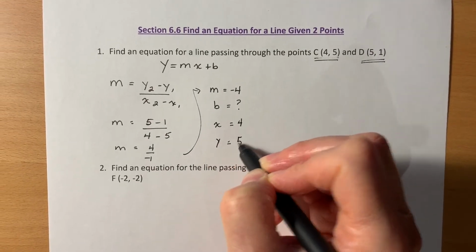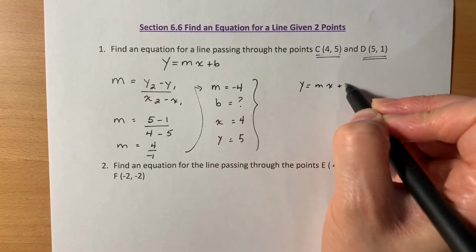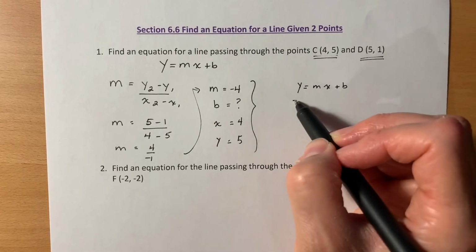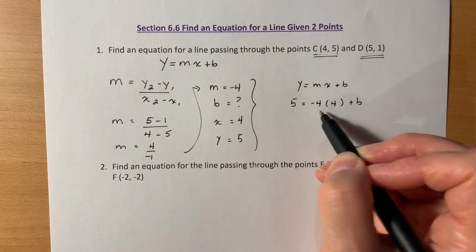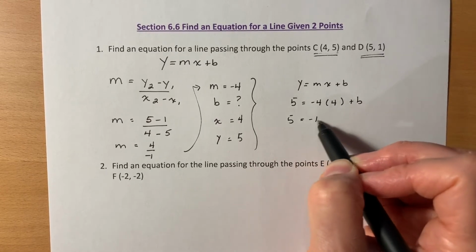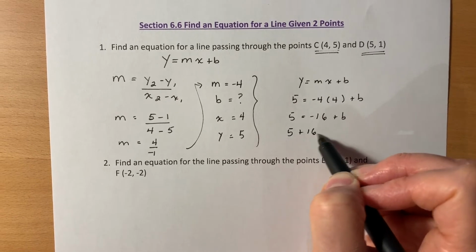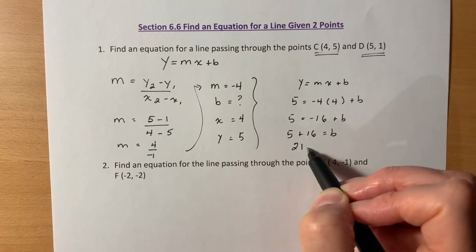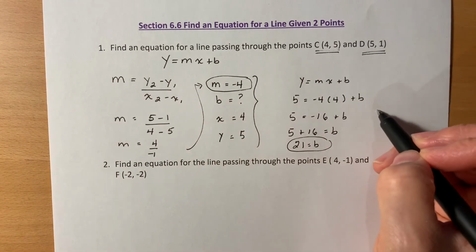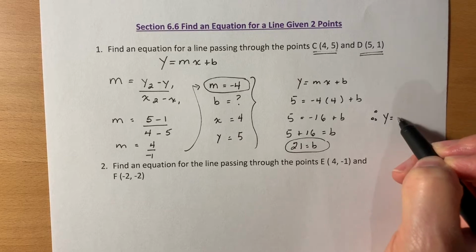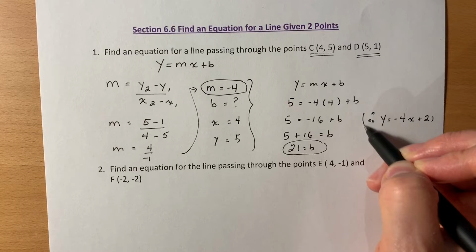X is 4, y is 5, and I'm going to put everything into y equals mx plus b and algebraically find my b value. So 5 is y, m is negative 4, x is 4. Okay, multiply that, get negative 16, move the 16 over, remember to change the sign, so my b value is 21. So there's my b, there's my m. I write my equation, y equals negative 4x plus 21. Okay, then I'm done that.